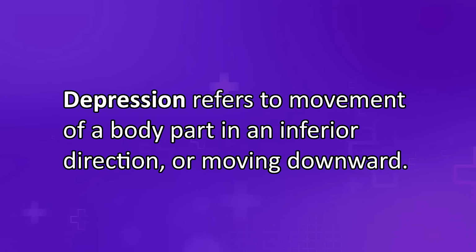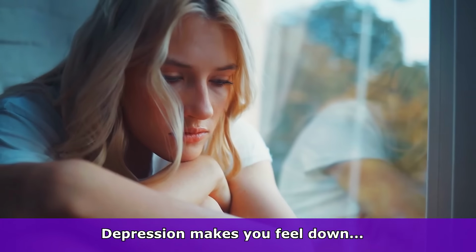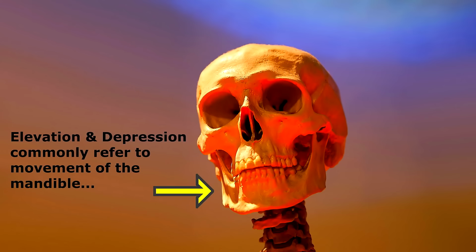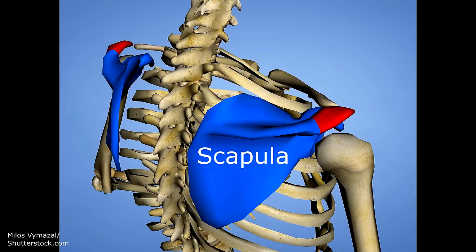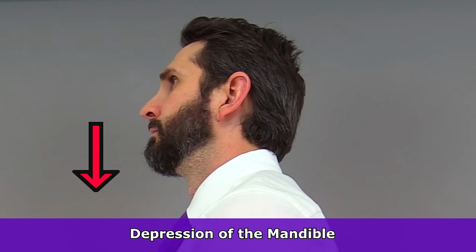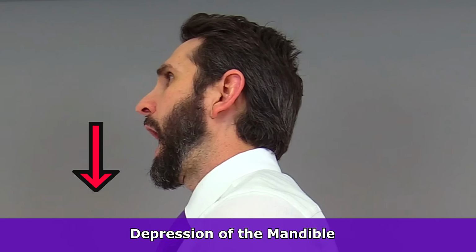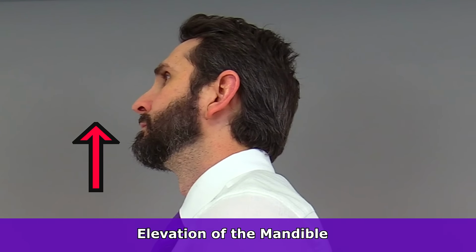In contrast, depression refers to the movement of a body part going downward or in an inferior direction. When you are depressed, you feel down in the dumps, right? Therefore, it's easy to remember that depression has a body part moving downward or inferiorly. In anatomy, elevation and depression most commonly describe movement of the mandible or the scapulae within the frontal plane. Now, when you move your mandible in a downward direction, depression occurs. And when you move your mandible upward, elevation occurs.